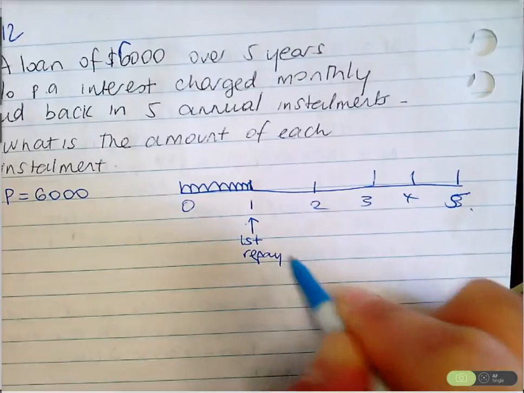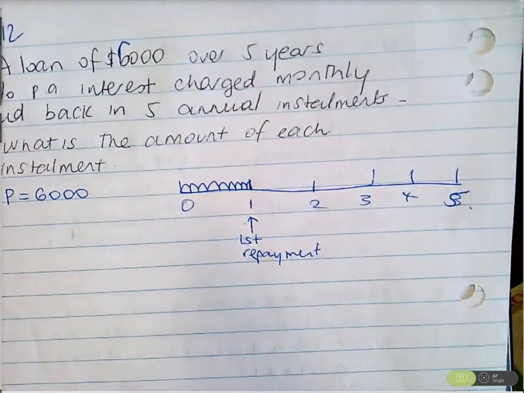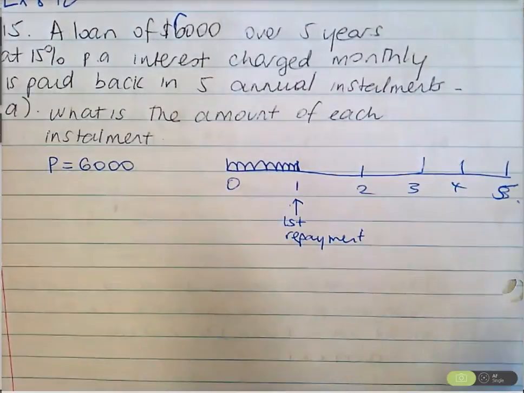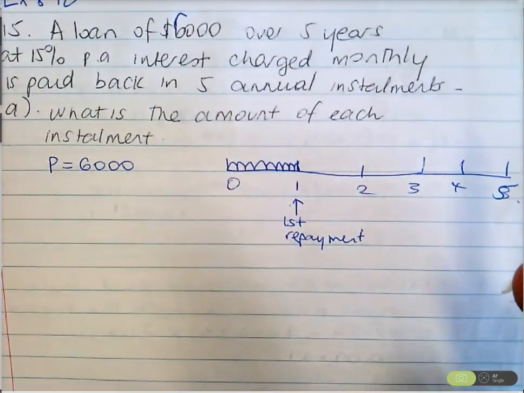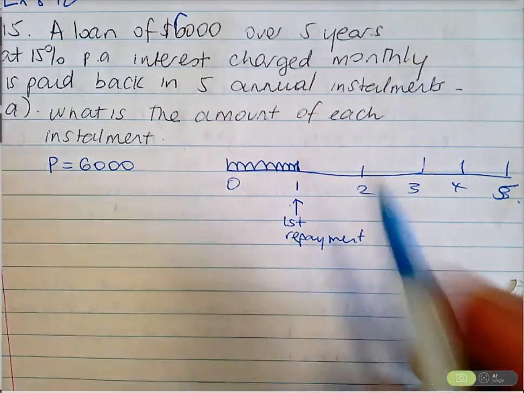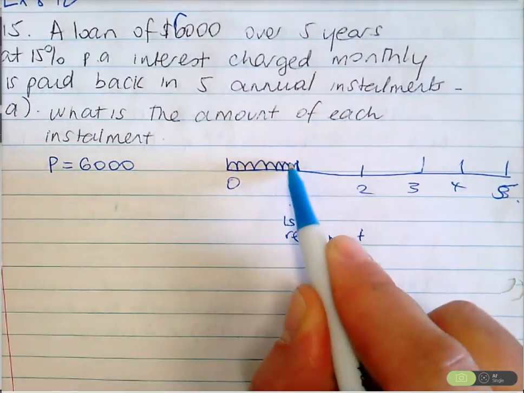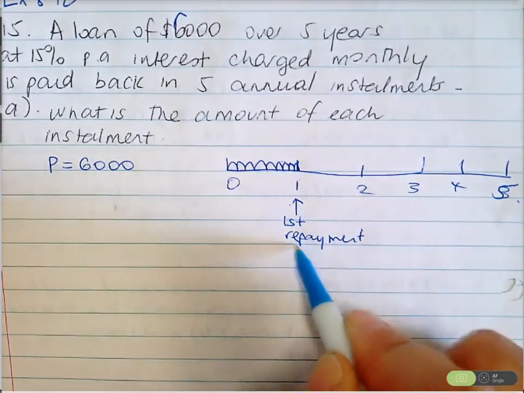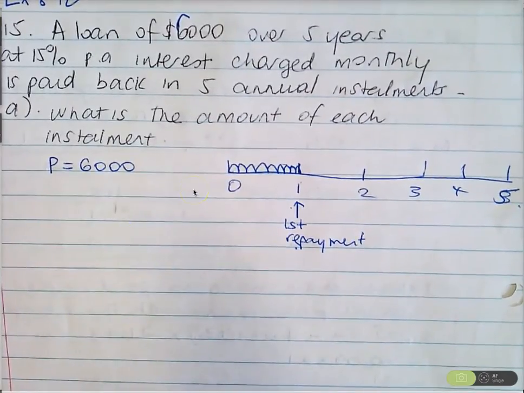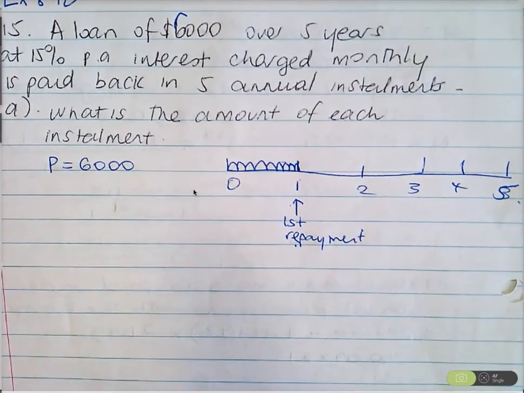Why does it even say that? Well, it says a loan of $6,000 over 5 years at 15% per annum interest charged monthly. So the interest is charged monthly, but the loan is paid off in 5 annual instalments, not in 60 monthly instalments. It says it's paid back in 5 annual instalments. So what happens is the interest gets compounded here for 12 months, and then you make your first repayment here. It says paid back in 5 annual instalments, only 5 repayments for the whole thing.